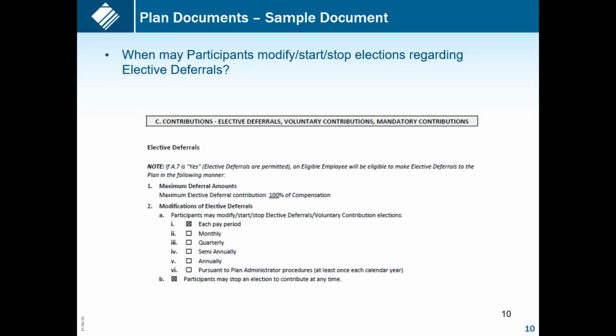A common question is when employees can start, stop, or make changes to the amount they contribute. Participants can stop at any time should they decide to. To find out when they can either start or restart or do a modification, we would look in Section C, Contributions, Elective Deferrals. The options can vary from each pay period, monthly, quarterly, semi-annually, or annually, but it would need to be at least once per calendar year.